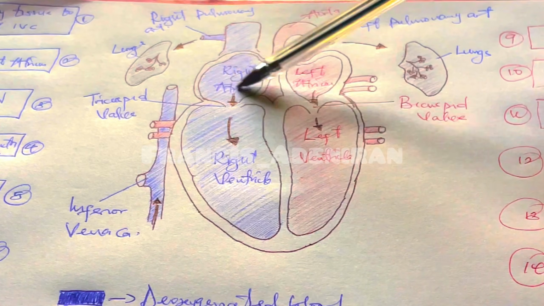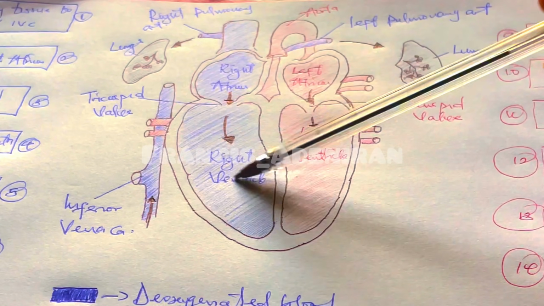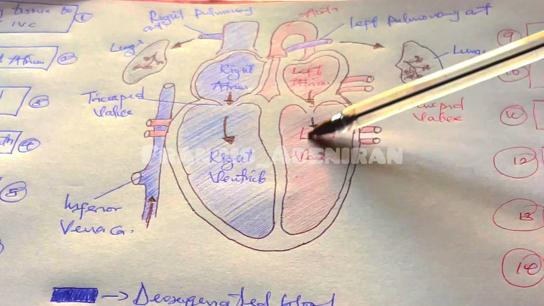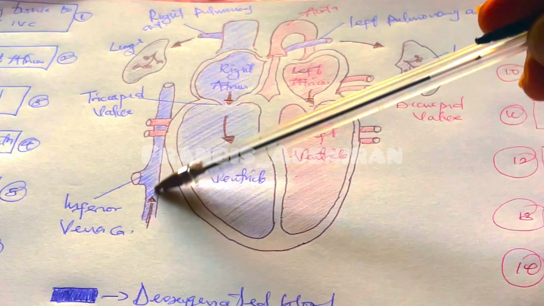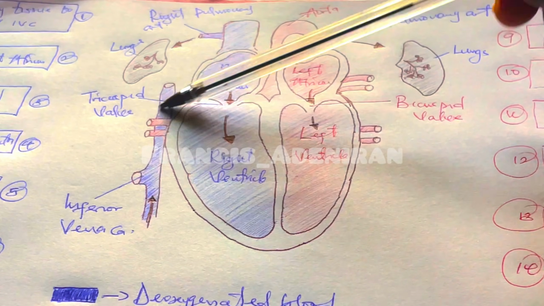So here we have the right atrium. Here we have the left atrium. Here we have the right ventricle. Here we have the left ventricle. Here we have the inferior vena cava. Here we have the superior vena cava.